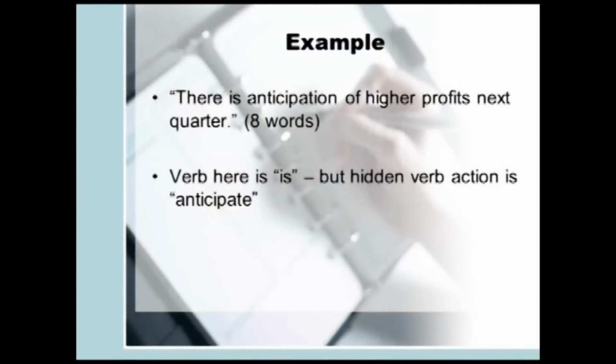Okay. Here's an example. There is anticipation of higher profits next quarter. If we look at that one grammatically, the verb is actually is, a form of to be, and the main verb action is really hiding in the noun form anticipation. That's hiding the main verb.